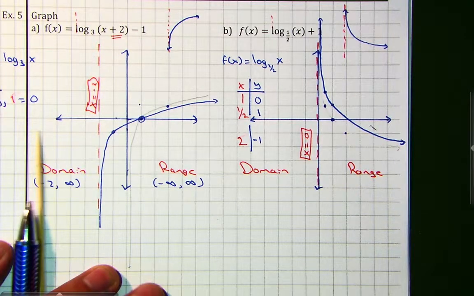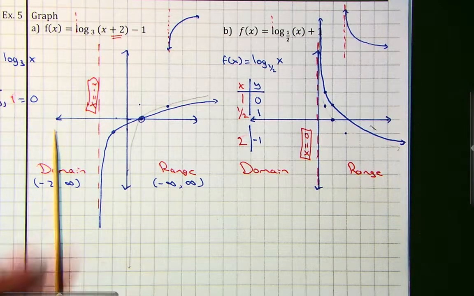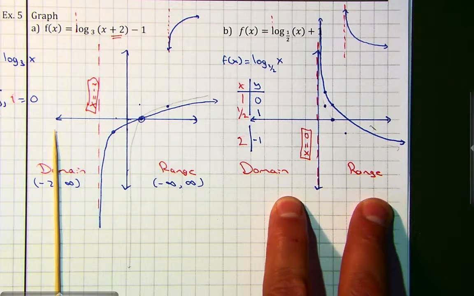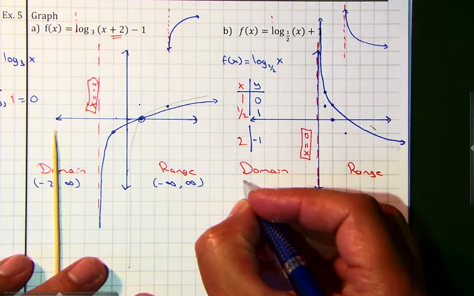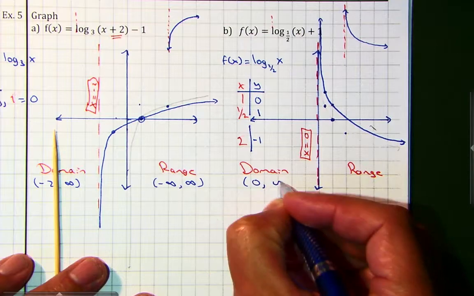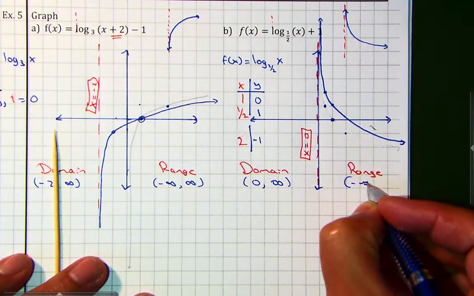My domain. So find the positive, see what you get for your domain and range. Correct. Domain is from 0 all the way to positive infinity. Range is all real numbers.